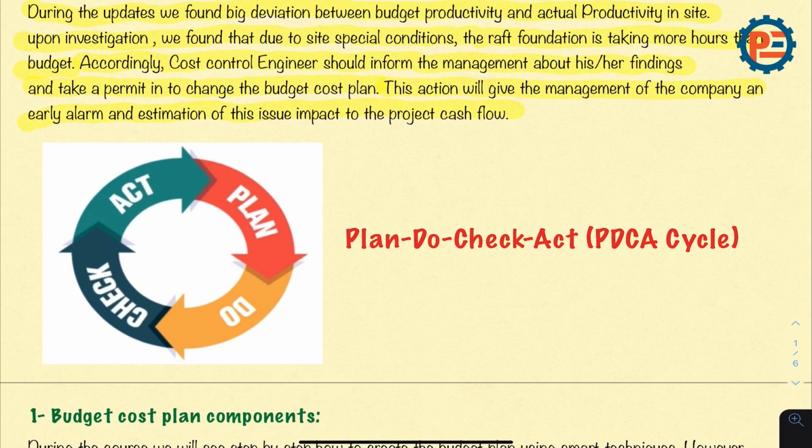So the cost control process is plan, do, check, act. This cycle is very famous in project management, and we'll apply the same cycle in this course.